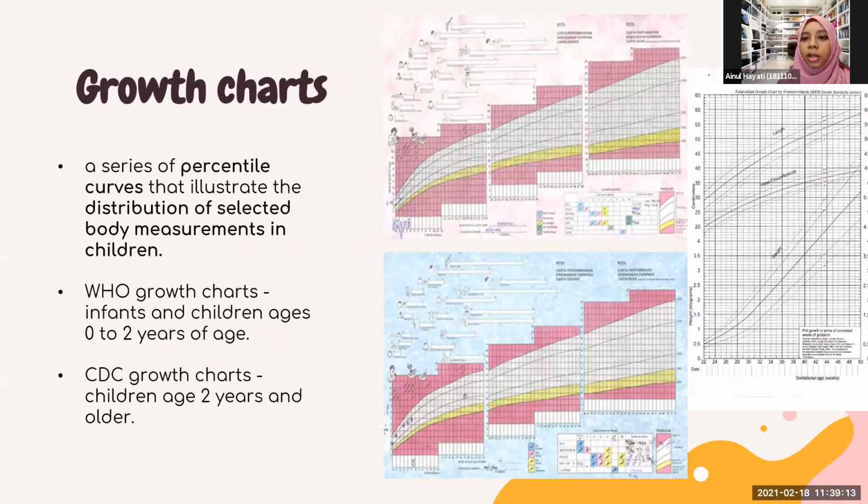So these are the growth charts. Growth charts are a series of percentile curves that illustrate the distribution of selected body measurements in children. Like I've mentioned before, the length or height, the weight, and also the BMI of the children. For less than 2 years old, we use the WHO growth chart, and for 2 years and older, we use the CDC growth charts. These are the Malaysian growth and developmental growth charts: the pink one is for girls, the blue one is for boys, and this one is for preterm babies.